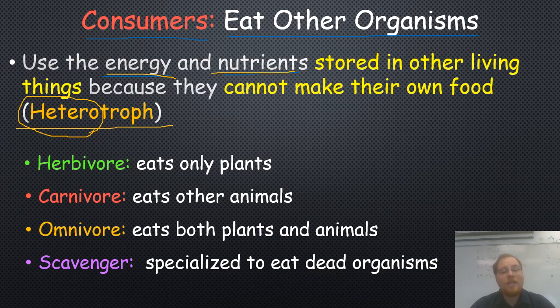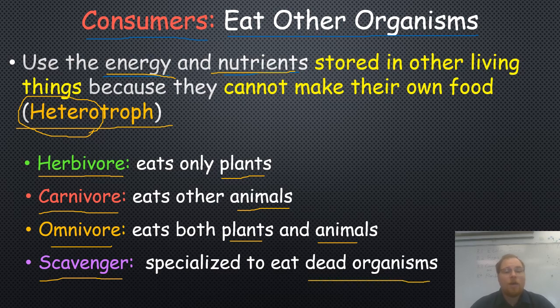And there's a bunch of different kinds of consumers. You have herbivores, which eat only plants. You have carnivores, that eat only animals. Omnivores eat plants and animals. And scavengers are specialized and only eat dead things. Now, herbivore can be broken up into herb, which is plant. So you know that herb is plant and herbivores eat plants. Carni means meat. So anything that eats meat is a carnivore. Omni means all. So anything that eats plants and animals, you are an omnivore because you're eating all of it. Scavenger is scavenger. You can't really pick that up.